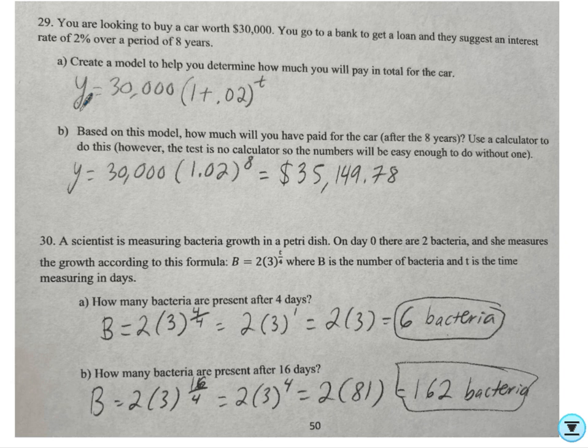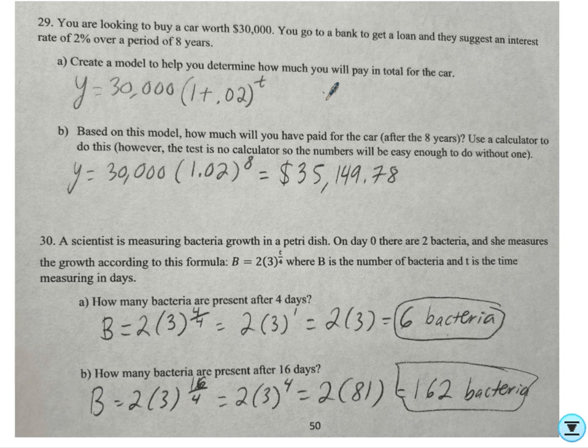The initial amount is $30,000. And then it's 1 plus 0.02. The 0.02 is the interest rate, raised to the t power. T is the time in years. So you could actually put in any time here, or any number of years, and you would be able to use this interest rate to find out how much you would pay in total.